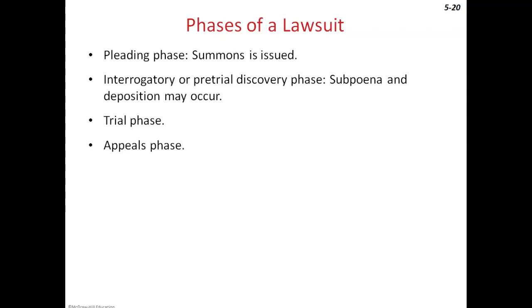In the interrogatory or pretrial discovery phase, subpoenas and depositions may occur. It starts with the court setting a trial date, then pretrial motions may be made and decided. Things like the defendant requesting a dismissal or the plaintiff amending the original complaints, and either side may request or change a venue, or ask that the trial be held in another place. Discovery procedures may be used to uncover evidence that will support the charges when the case comes to court.